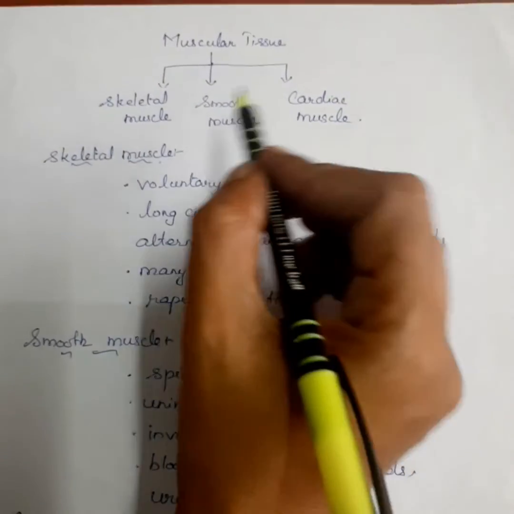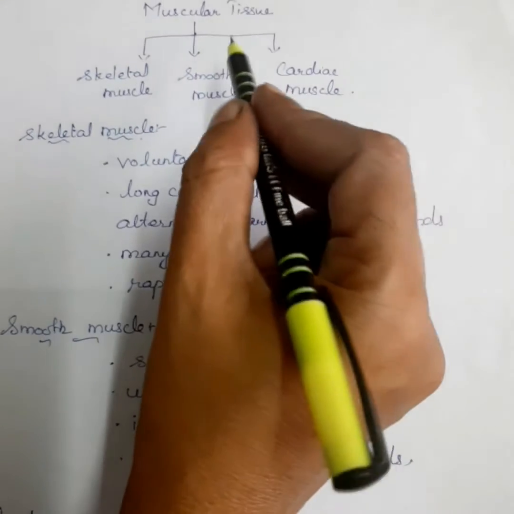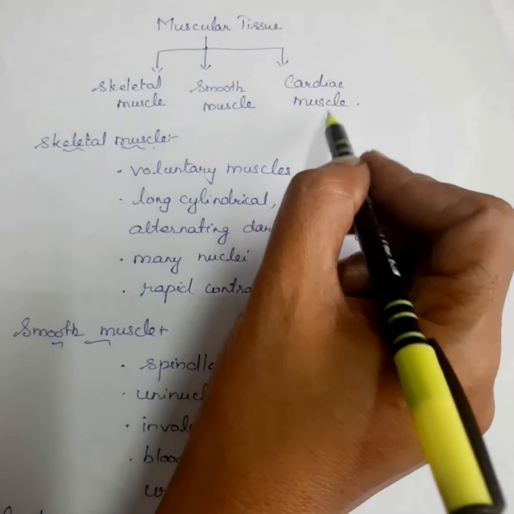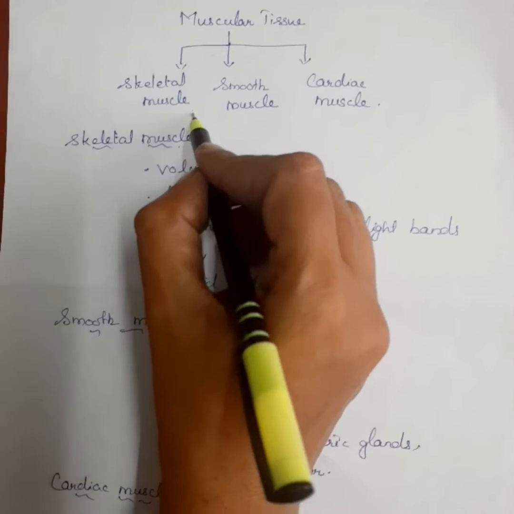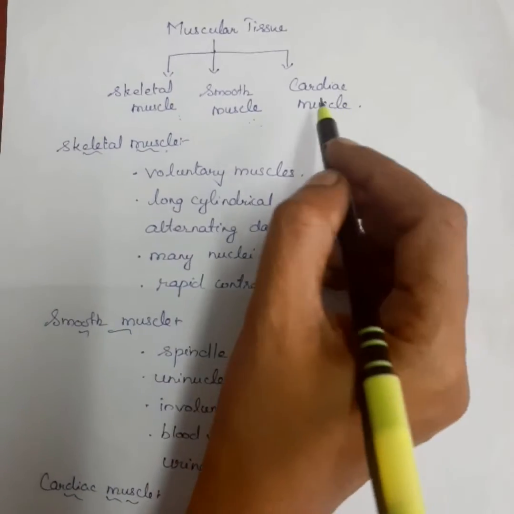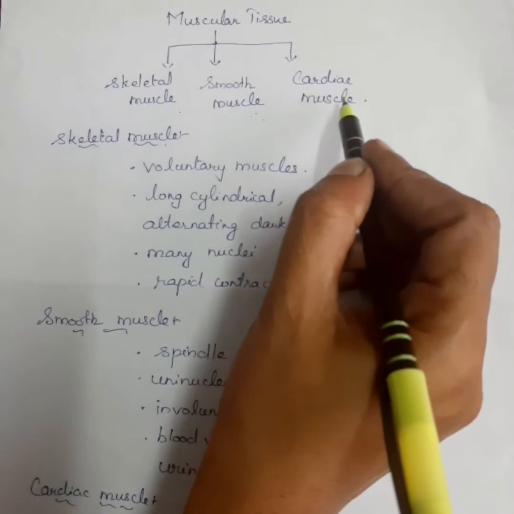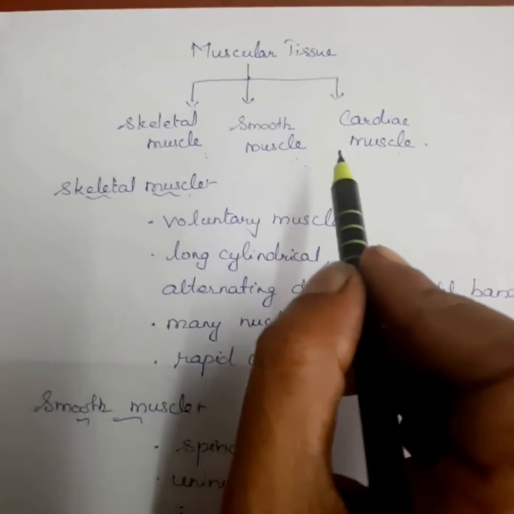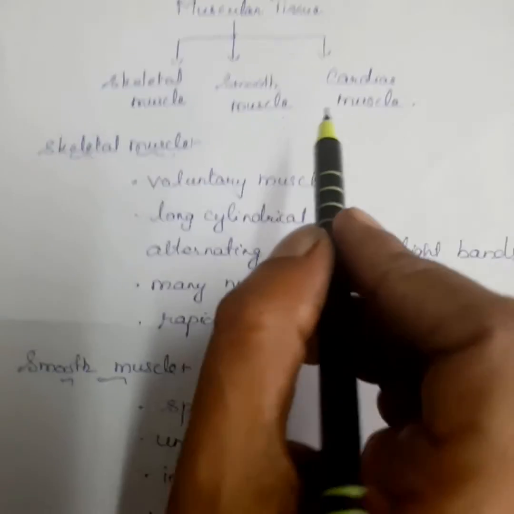There are three types of muscles. The first one is skeletal muscles, the second one is smooth muscles, and the third one is cardiac muscles. Skeletal muscles are attached to the bone. Smooth muscles are found in the internal organs. Cardiac muscles are present in the heart. The structures of the three muscles are different, and muscle cells are called muscle fibers.